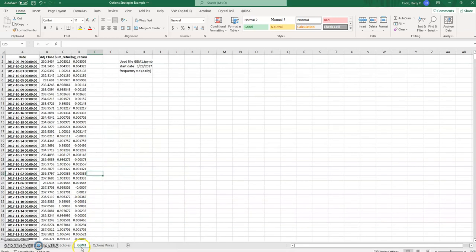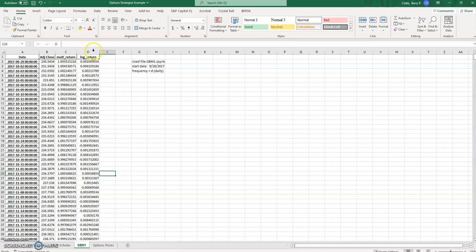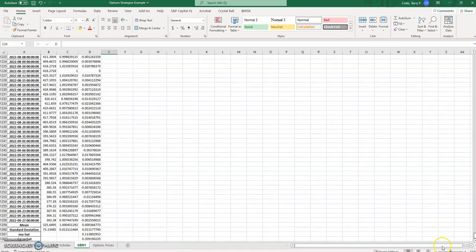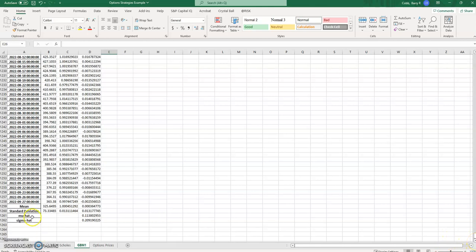On the second tab, we have all of the stock returns that were obtained by using Python to access Yahoo Finance. And these were obtained on September 28th, and they go back 5 years. And at the bottom here, the parameters for geometric Brownian motion, mu and sigma, are calculated.